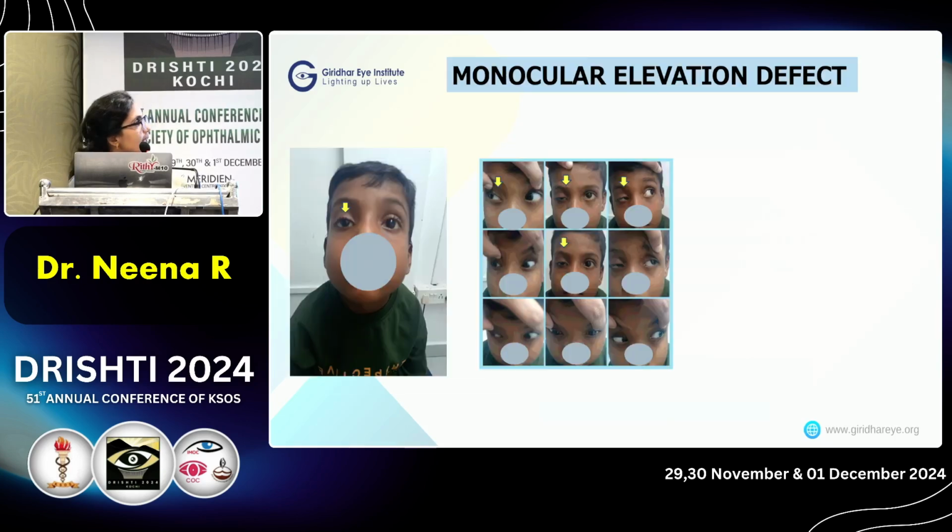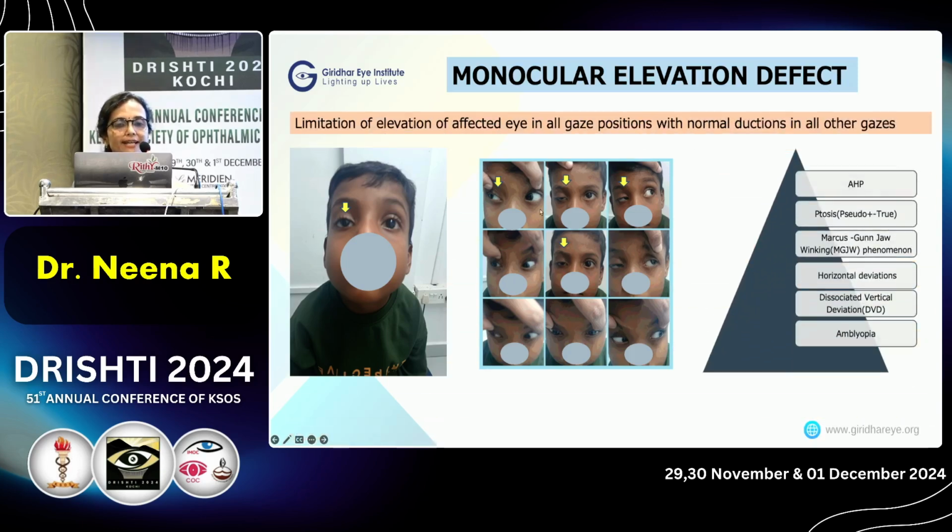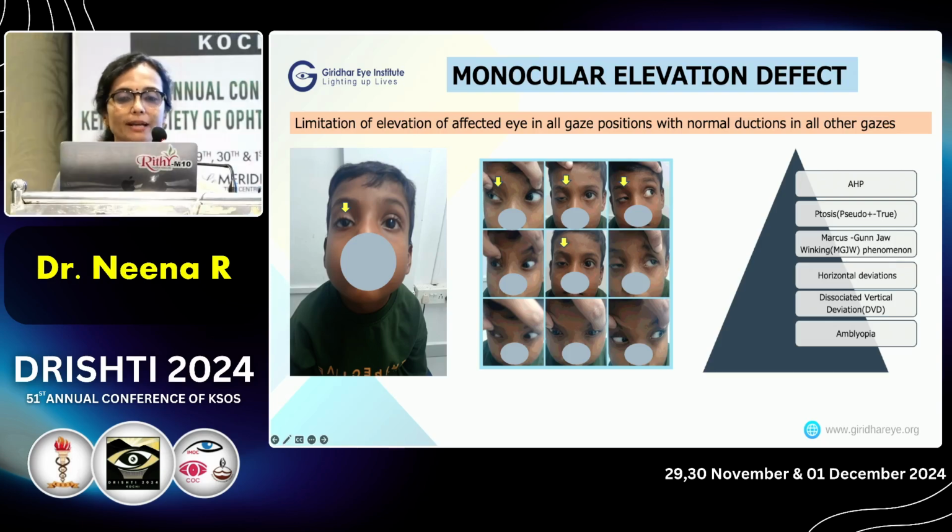As you can see here, monocular elevation defect is a challenging strabismus, characterized by limitation of elevation in all cases, both in adduction and abduction, with normal adductions in other cases. It is often complicated by the presence of abnormal head posture, ptosis, which can be true or pseudo, Marcus-Gunn jaw-winking phenomenon, horizontal deviations, DVDs, and amblyopia.